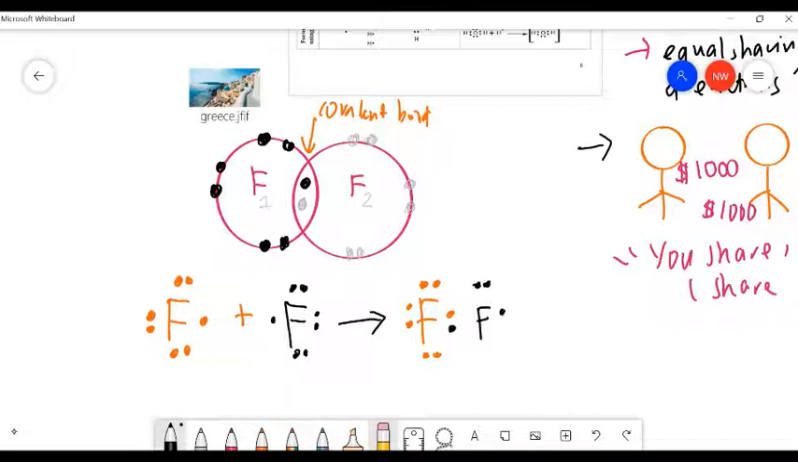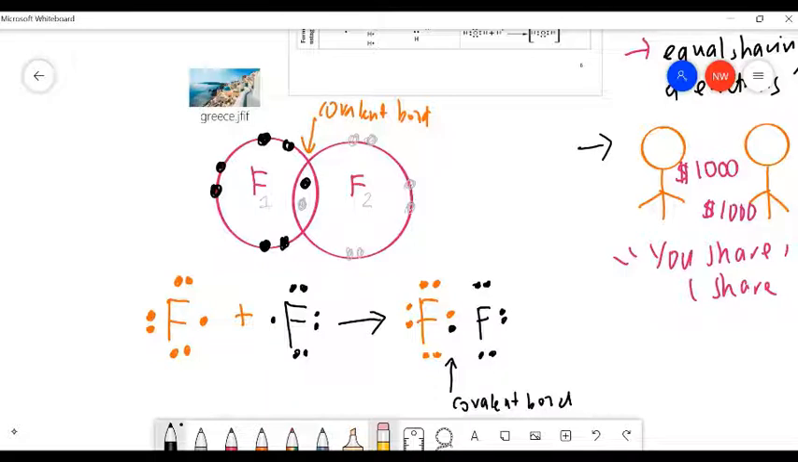1, 2, 3, 4, 5, 6, 7, 8. So sekarang ni dekat sini adanya kita punya covalent bond. Equal sharings of electrons between them to achieve octet configuration.